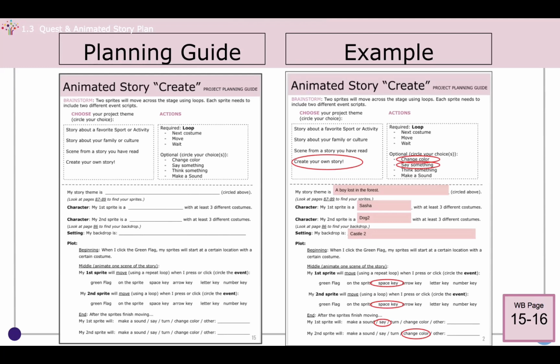The actions, they have required actions. They have to have a required loop that has next costume, move, and wait. And that is going to be the animation that moves the sprites across the stage. Optionally, they can also include change color, say something, think something, or make a sound. And so they can choose one or more of these, and this will happen after the loop has completed.